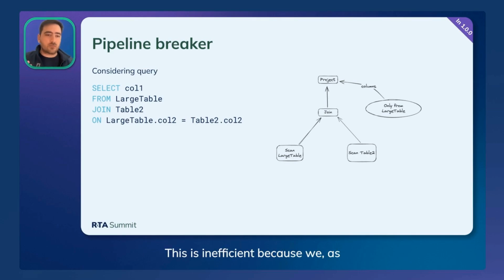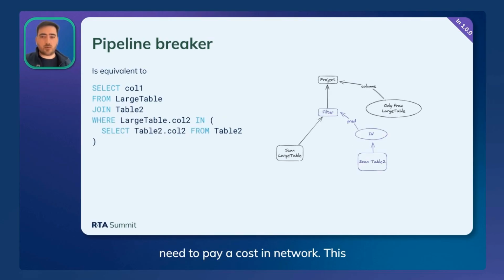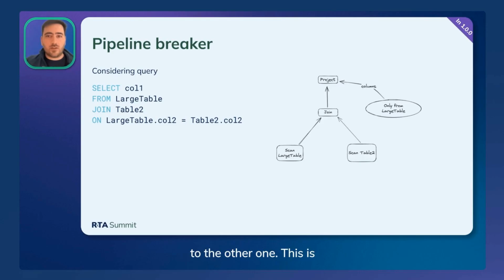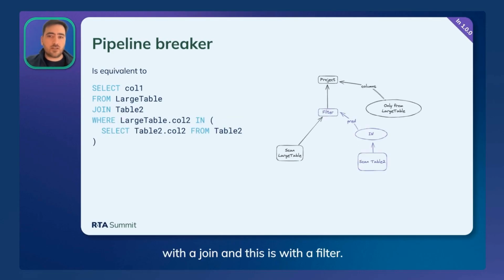This is inefficient because as I said, we are reading a lot of rows, so we are paying that cost in memory. Then in this join, we probably need to shuffle these rows, which means that we need to pay a cost in network, okay? This query is also equivalent to the older one. This is with a join, and this is with a filter. Why is it equivalent? It's equivalent because, as I said, we are not projecting columns from the right-hand side, the table 2. We are only using columns from the other larger table, right?